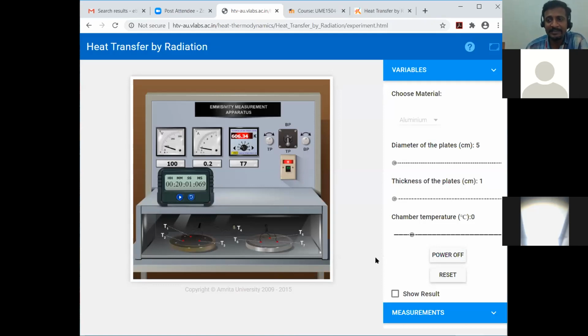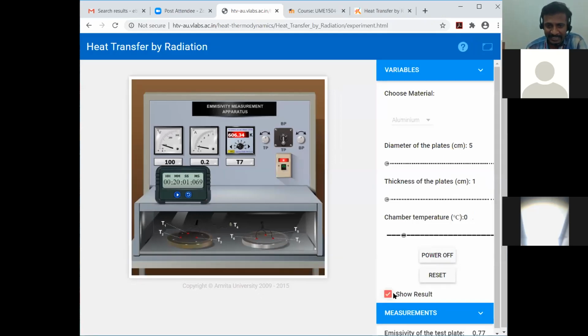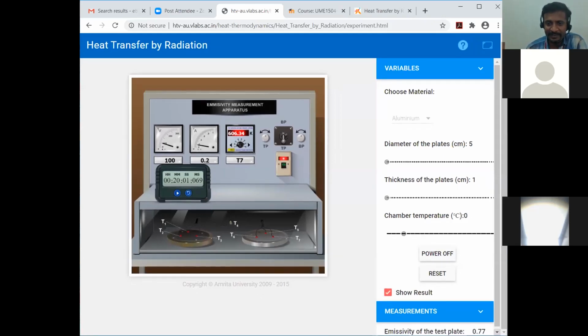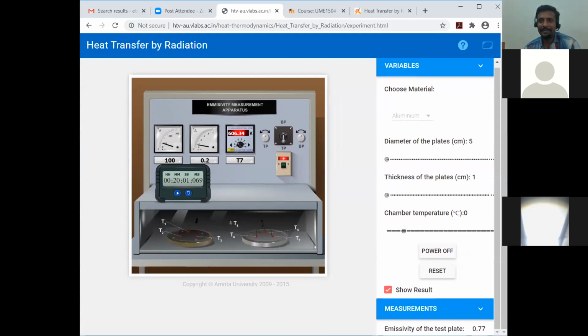In that observation, there is a formula in the document itself, in the LMS. You can apply that formula and you will get the value. I will also show you. Don't worry, I will also explain that to you. Now for the simulator, steady state has reached. You just click show result. It will show you the value here. You can see 0.77 is the emissivity of the test plate.